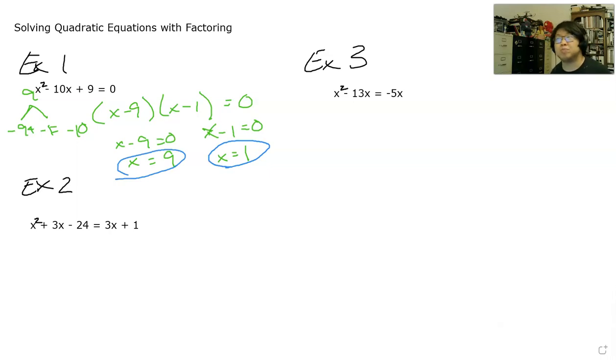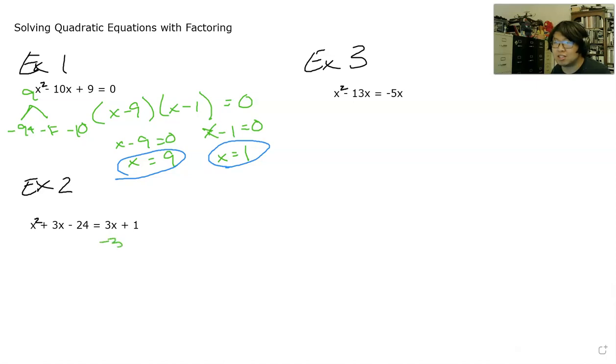2 solutions usually per quadratic. We'll talk about that a little more in the future, but for now, you're just looking for 2 answers usually. Okay. We'll move on to the second example here. I'm going to have to do a little more work here in order to get it into standard form, I believe. I'm going to have to move some pieces from the right to the left.